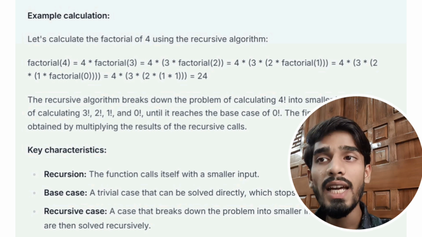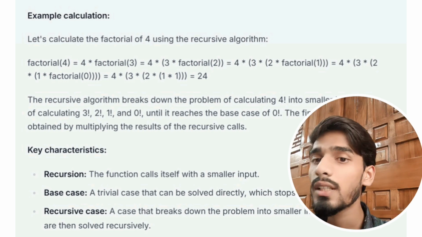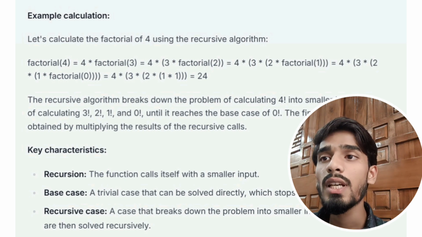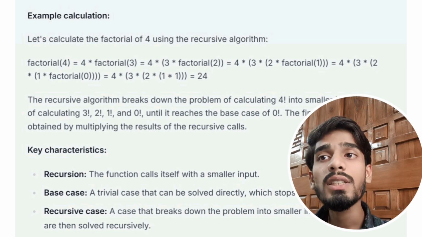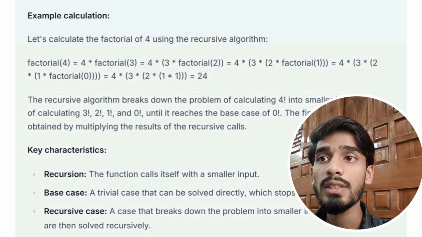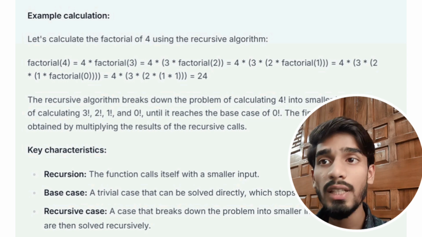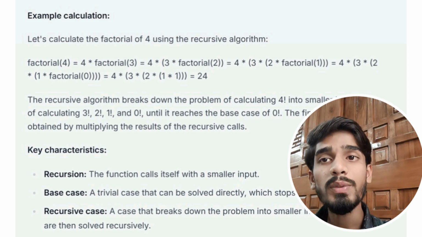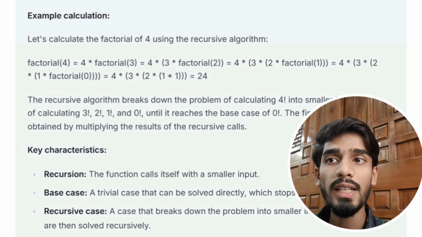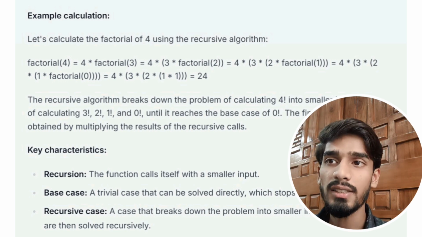Now, what are the key characteristics in this? First is recursion, second is base case, third is recursive case. Recursion is when the function calls itself with a smaller input. Next, base case: a trivial case that can be solved directly, which stops the recursion. Next, recursive case: a case that breaks down the problem into smaller instances, which are then solved recursively.